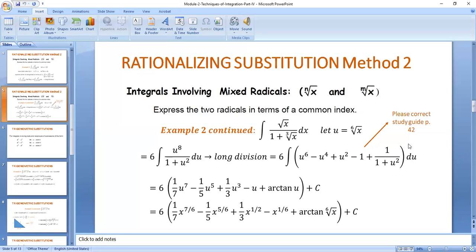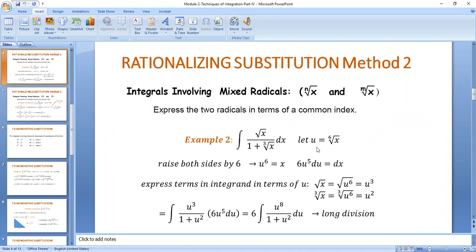Now this one, we're just done with this. Last meeting, you have a du over 1 plus u squared, and that's actually the arctan of u. It's an integral yielding the inverse trigonometric function arctangent. Okay, so you have arctan of u. Now, since your original integral is not in terms of u, you have to substitute what u is. So what is u? So if we go back to our original integral, our u is x raised to 1/6. Okay, the 6th root of x.